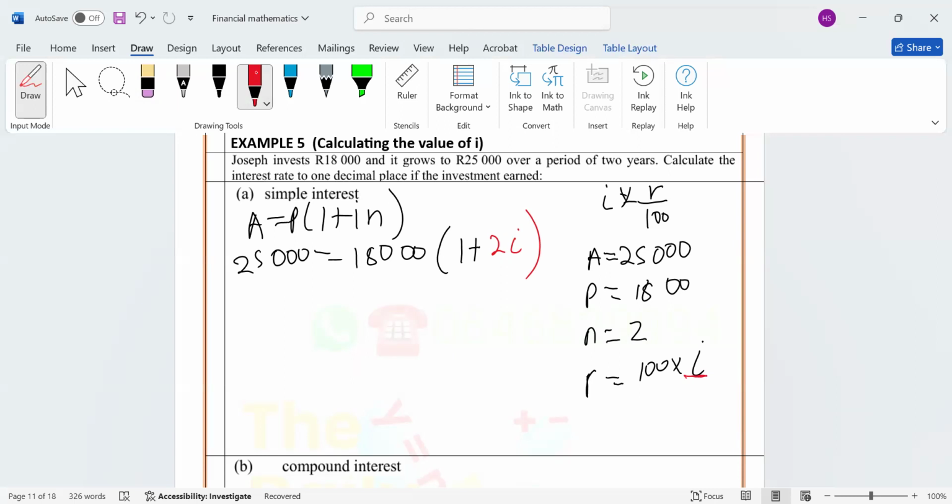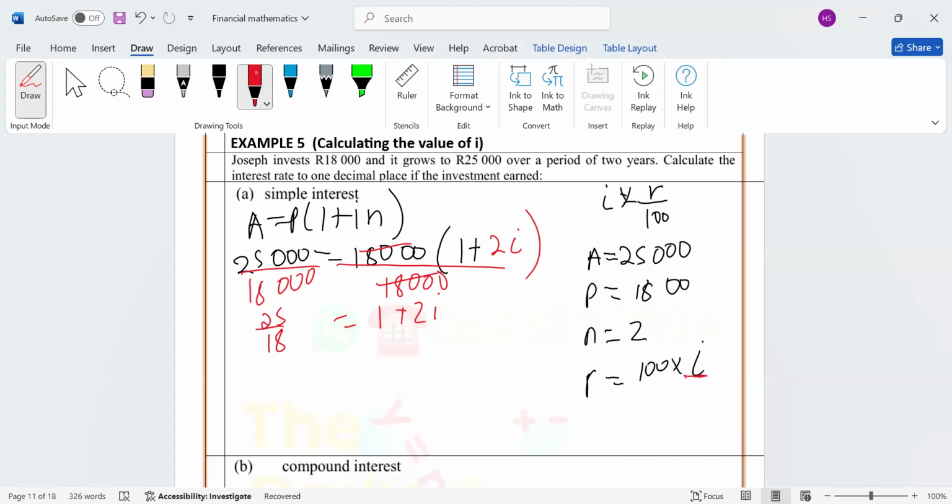We're still going to start exactly the same way as when we were calculating N. How did we do N? We divided both sides. So let's divide by 18,000, and on this side we divide by 18,000 as well. Here you are left with 1 plus 2I. Then you get 25 all over 18. Remember, what do we want? We want I. Okay, how do we proceed from here?